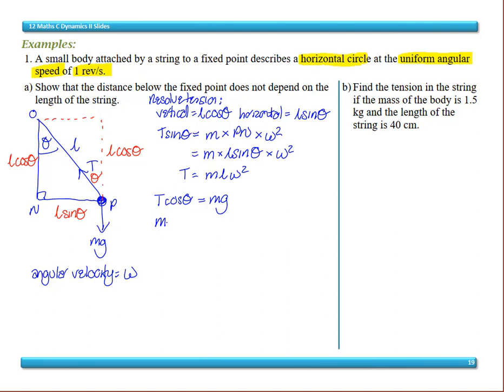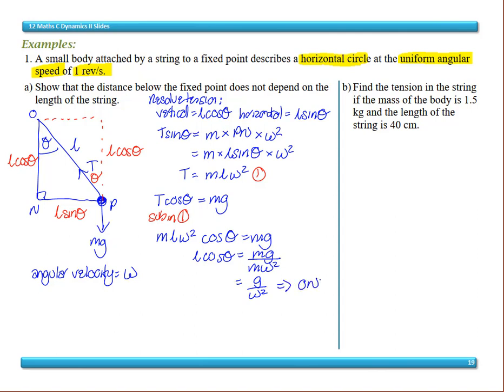So m L omega squared, which is our tension we just found, times cos theta has to equal mg. That's equation 1 substituted in. So that's how we get to that. So L cos theta is going to be mg over m omega squared, which is g over omega squared. And that is what our ON is equal to.